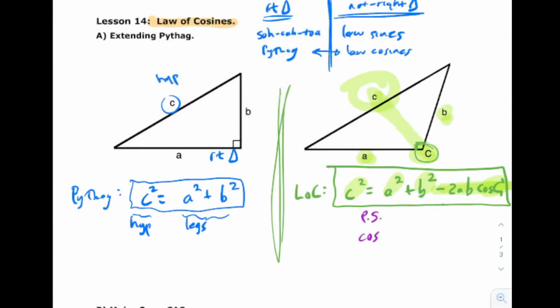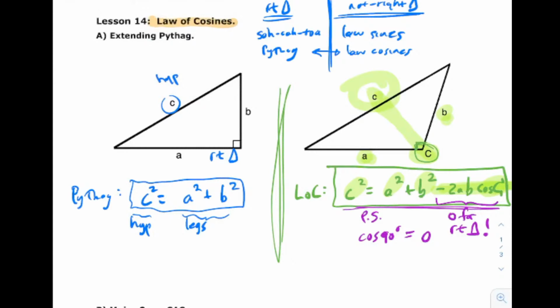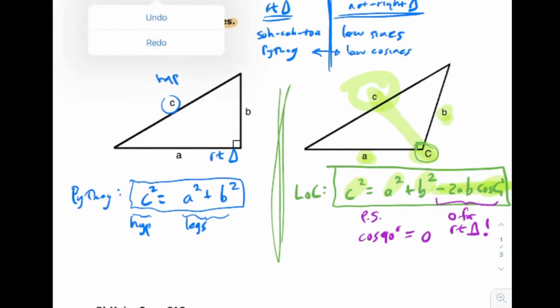By the way, P.S. Do you ever wonder what the cosine of 90 degrees is? The cosine of 90 degrees is 0. So notice that if you have a right triangle, that term goes away. So basically this is always the formula that we're using. It's just that when we have a right triangle, cosine of 90 is 0, and so the formula reduces to this one. I think that's kind of slick. But anyway, what we should do now is get used to using this darn thing.